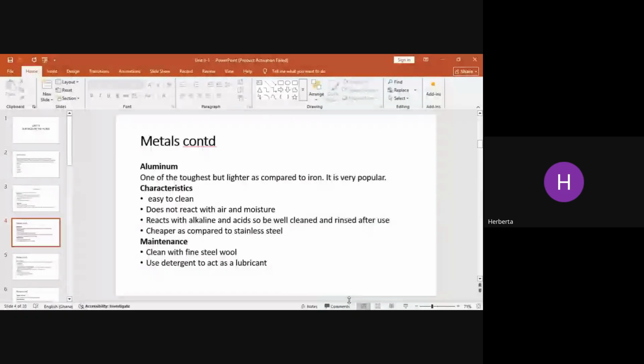Aluminium is the most popular metal that is used for surfaces. Normally used for handles of doors. Why? Because they have the characteristics of being easily cleaned. They do not react with air or moisture, but they react with alkaline and acid.